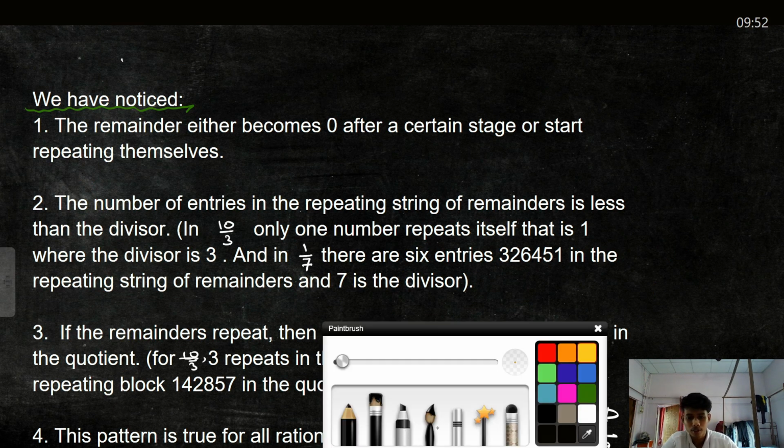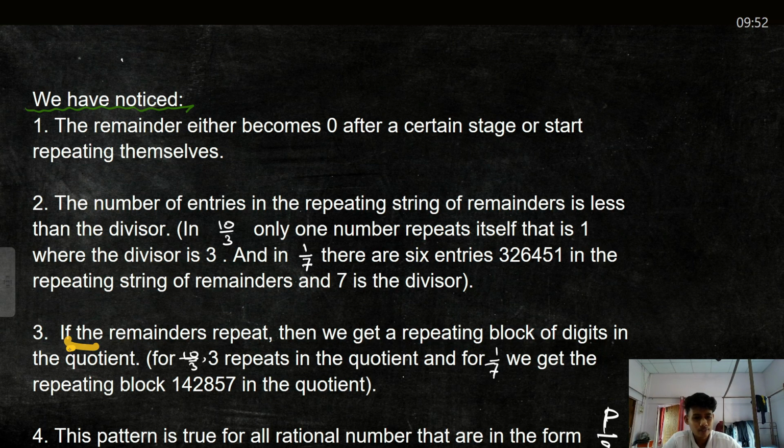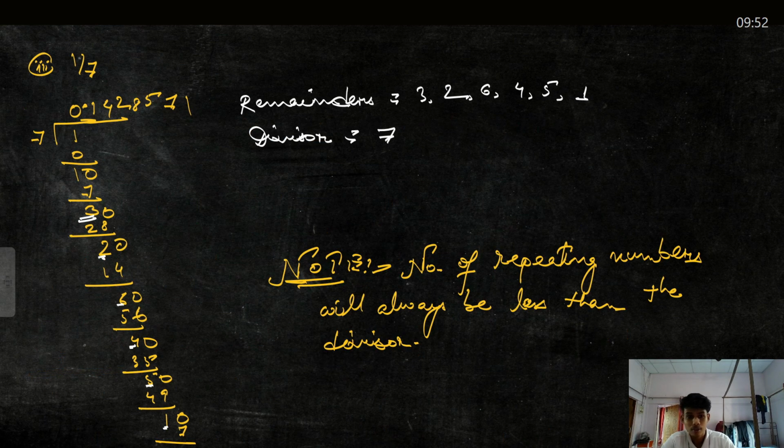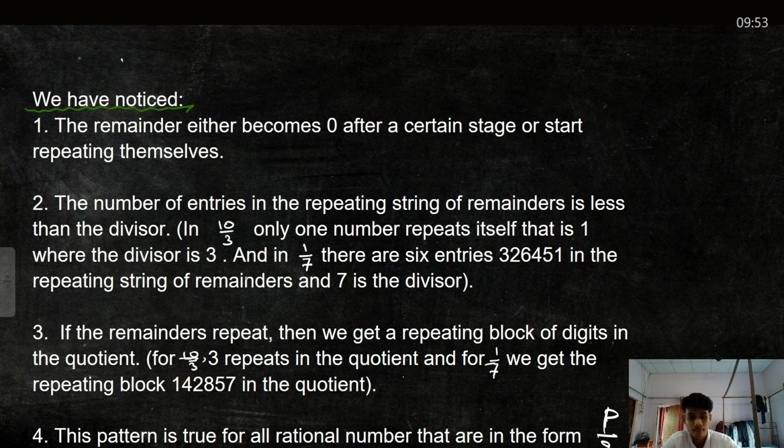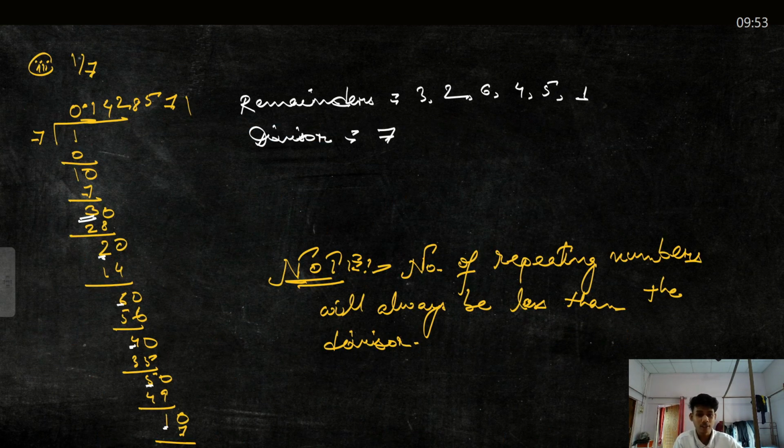Now comes the third point. If the remainders repeat, then we get a repeating block of digits in the quotient. Now in this case the remainders kept repeating, okay, till here is one set of repetition, and again from 1 it will be repeating the same set again. That means if the remainders keep repeating themselves, then we will get repeating blocks of digits in the quotient.